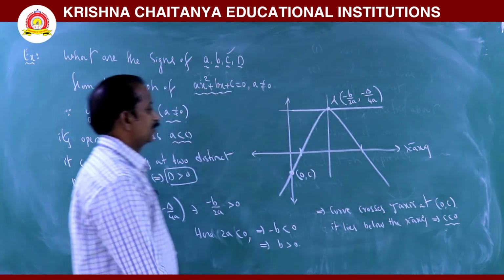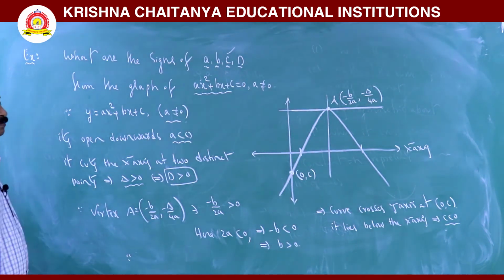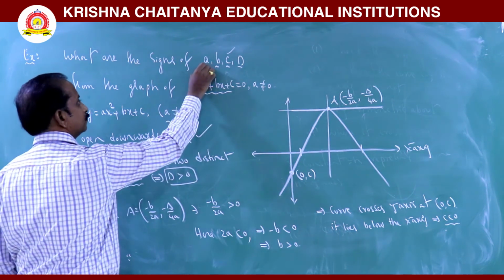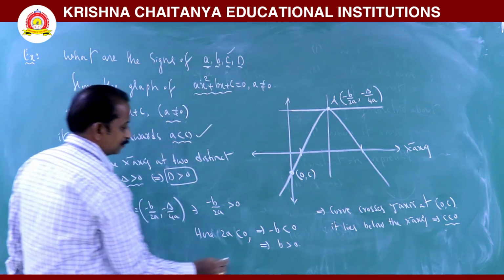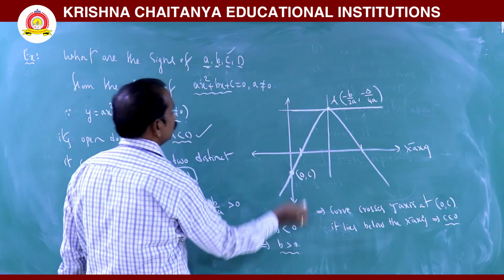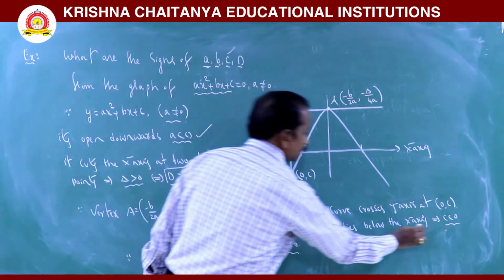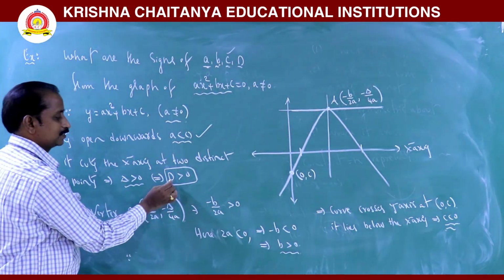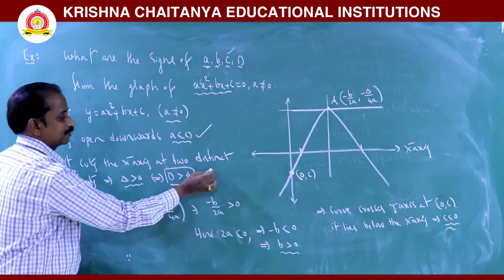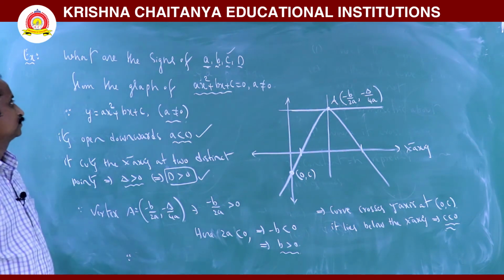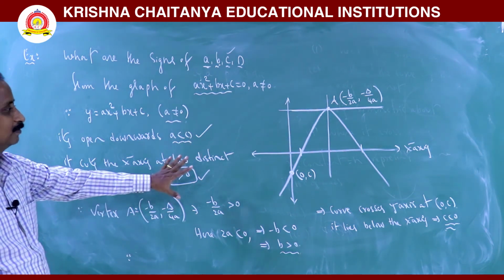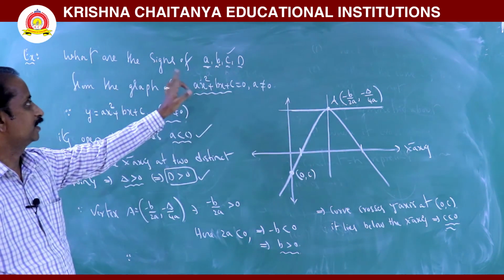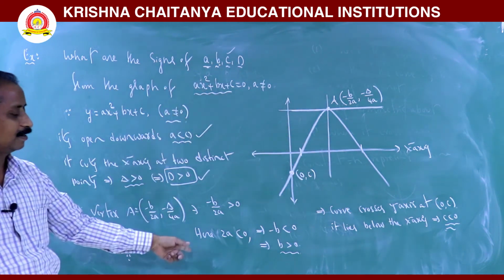So what are the signs of a, b, c, d? a is negative. What about b? b is positive. What about c? Negative. What about capital D, the discriminant? D is greater than 0. So for the respective problem, using the given graph, the signs of a, b, c, d are like that.